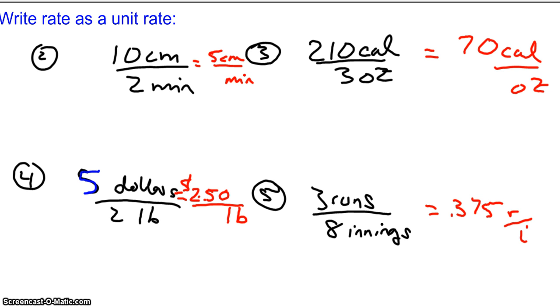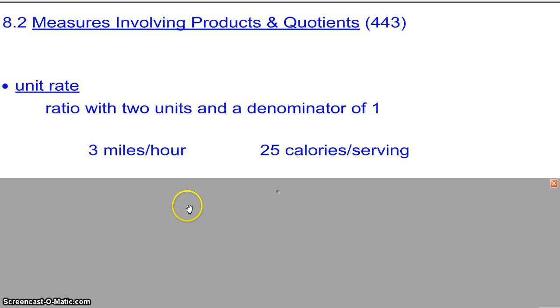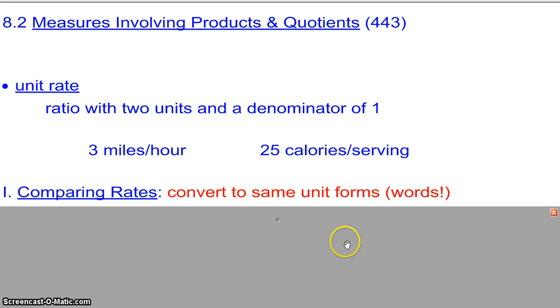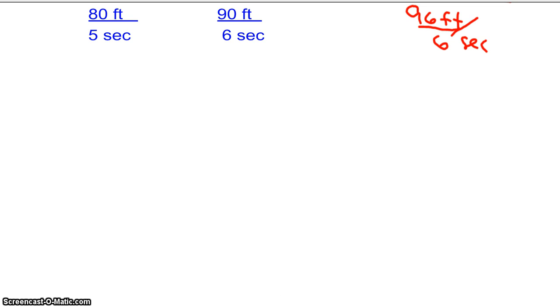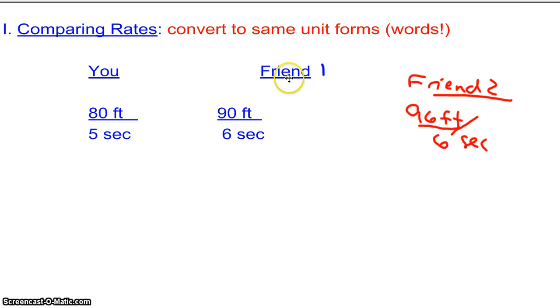Okay, so good. When we're comparing rates, we like to get them into their unit rate, so it's easier to compare them. Convert them to the same unit forms, the same words, right? The same unit forms, and put them in a unit rate. So let's try that here. We have you and 2 friends, and you are able to run at 80 feet per 5 seconds. Friend 1 can run at 90 feet per 6 seconds, and friend 2 can run at 96 feet per 6 seconds. So it's kind of confusing understanding who is running fast and who is running slow when we don't have a unit rate, or how many feet per 1 second for each of these people.